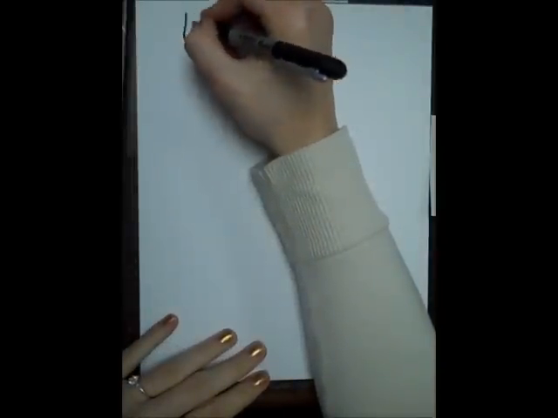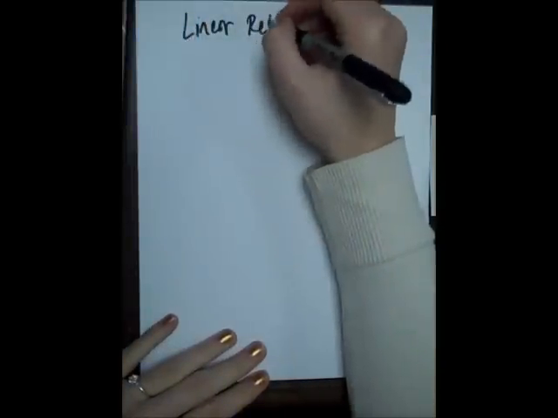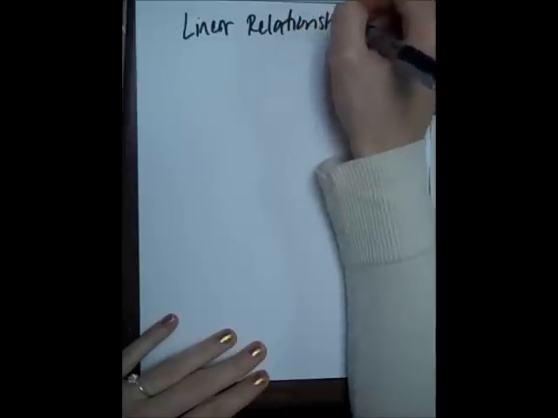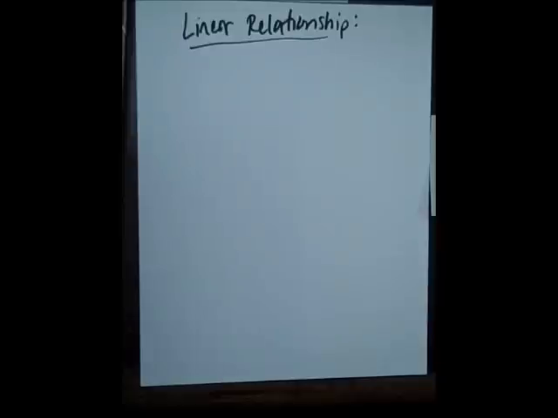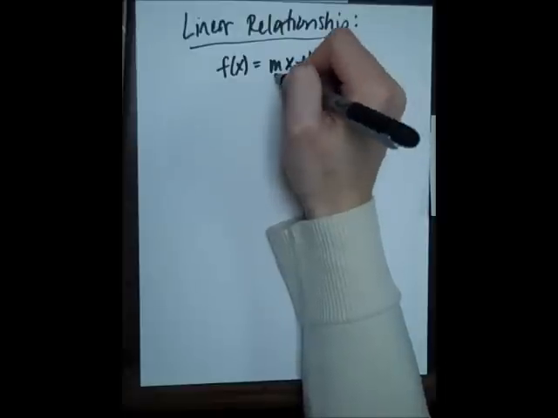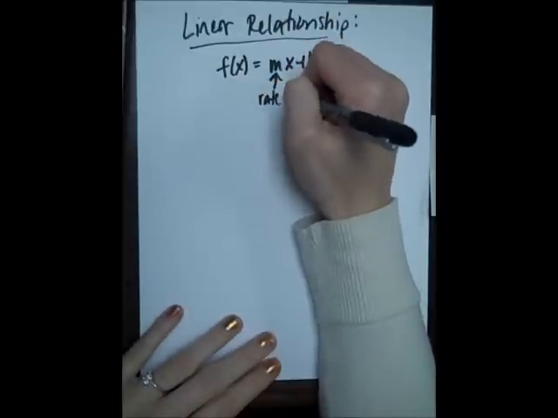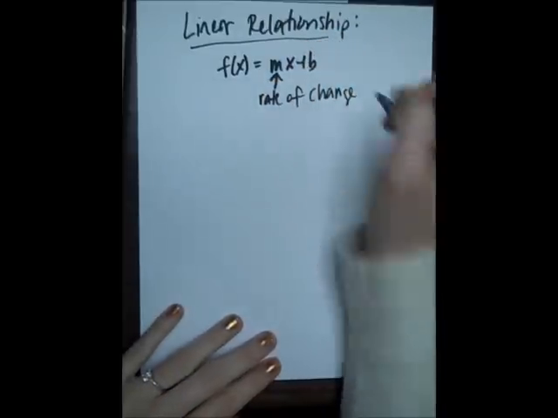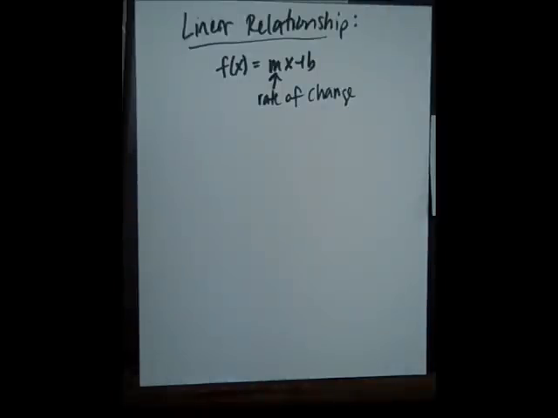Continuing on with linearity, we're going to figure out how to tell if a table of data gives you a linear relationship. We've already said that a line is always of the form y equals mx plus b. So a linear function is always of the form mx plus b, where m is the rate of change. If you want to know if a table gives you a linear relationship, you want to find the rate of change between any 2 points and show that that's the same.